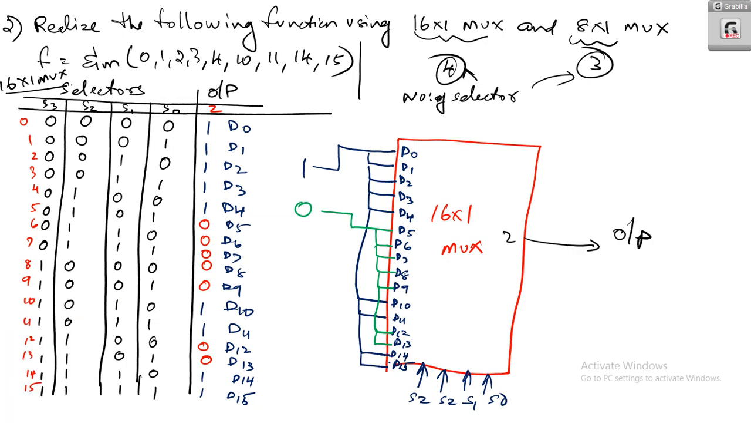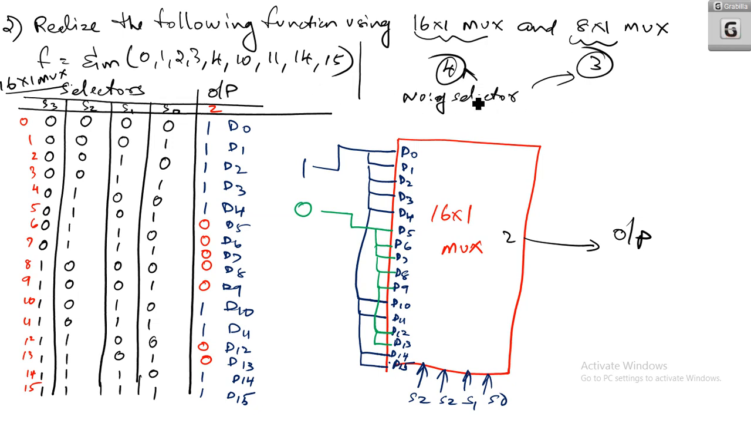This is how you can realize the 16 by 1 mux using 8 by 1 mux. So you can realize the given function using a 16 by 1 mux, because you are having 16 inputs. Now coming to realization of the same expression using 8 by 1 mux. So here there is a constraint.